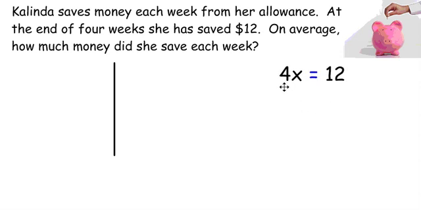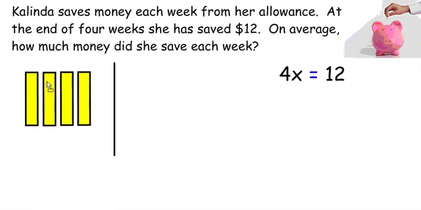This means 4 times x is equal to 12. 4 weeks, x number of dollars per week, we multiply that together to get a total of 12. Now, we're not showing the times sign between the 4 and the x, and the reason for that is this is understood to be 4 times x.